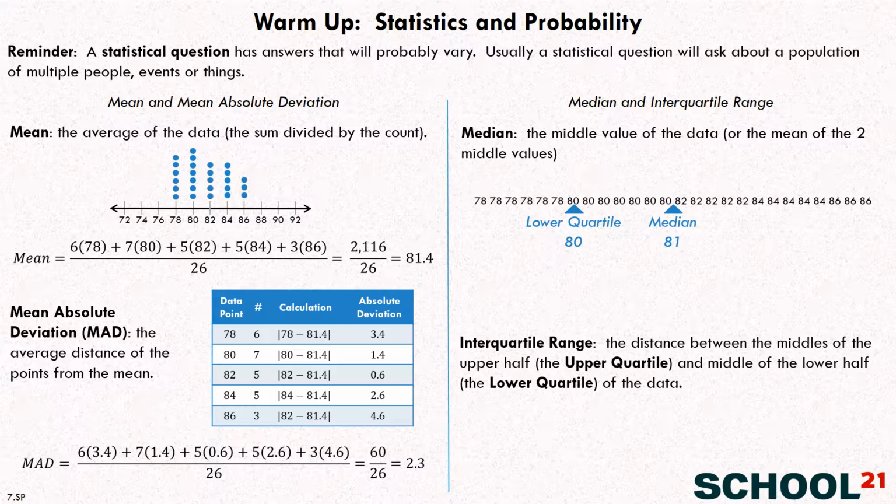We do the same thing with the upper half of the data. That's at 84. So the upper quartile is 84. And then the interquartile range is just the distance or the difference between those two. So if we think about what the distance between 84 and 80 is, that's just 4. So that's the interquartile range. Okay? So 2 different ways of measuring center and variability. Good to know them both. And now you're warmed up.